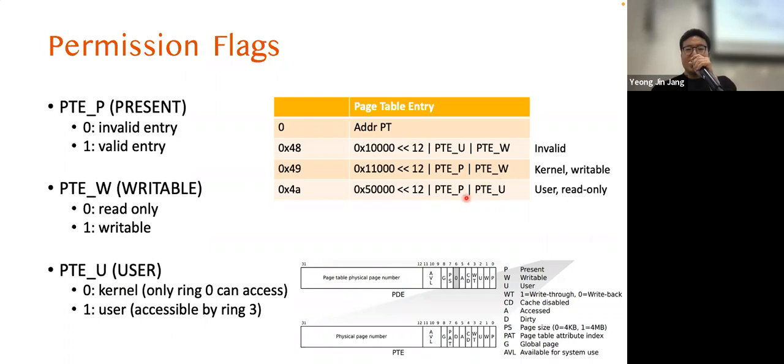For the last entry, if we have PTP and PTU set for those two flag bits, then this entry is valid, and this entry is accessible by user. So both the operating system and the user can access it. But the problem is that it does not have a PTW, so the memory region is read-only. So this is how we can set and control the memory permission.